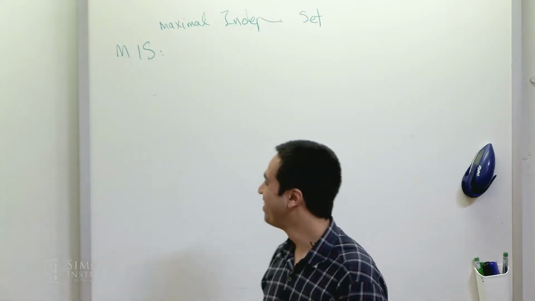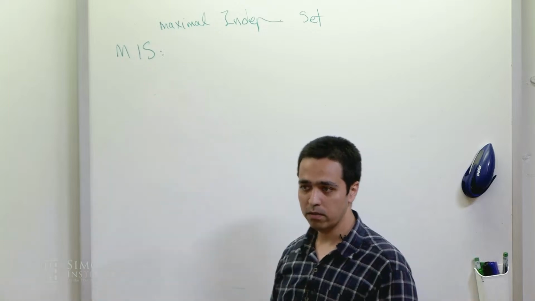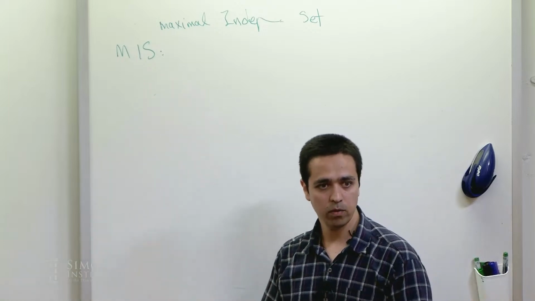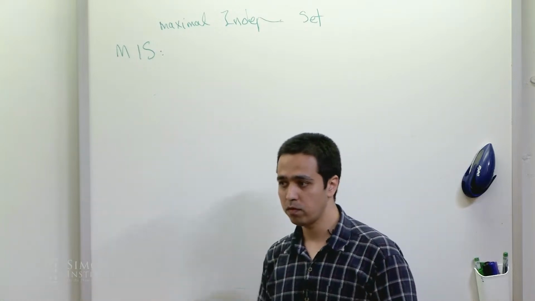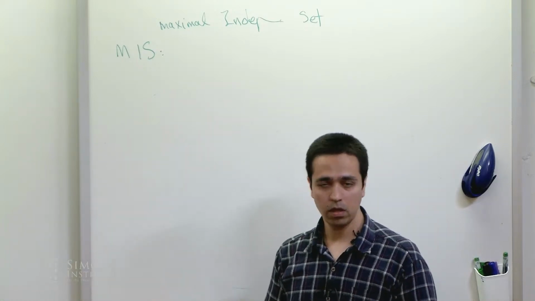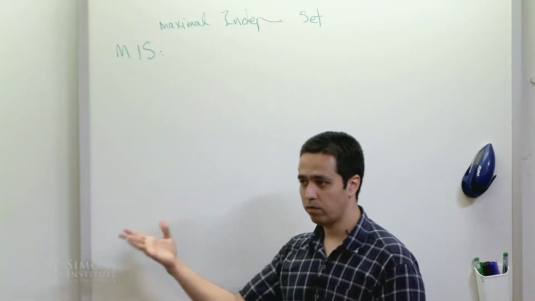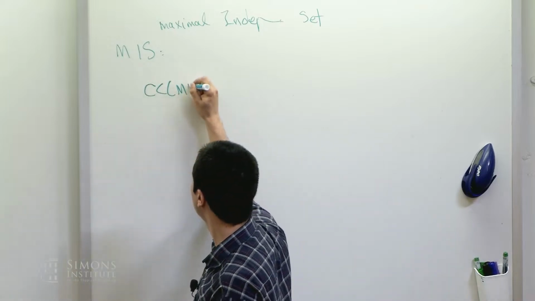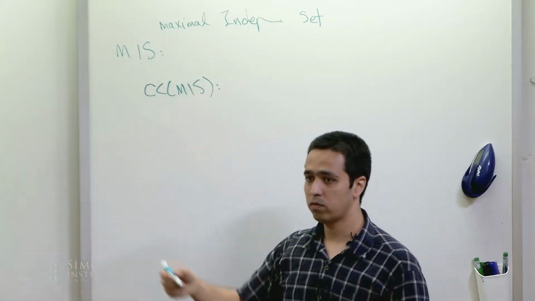Okay, so MIS: find a set of vertices, there are no edges between them, and it's maximal. It's an easy problem to solve classically, but it's also a very easy problem to solve in communication complexity. Like, what is CC of MIS? Does anyone see how to solve it in this model?